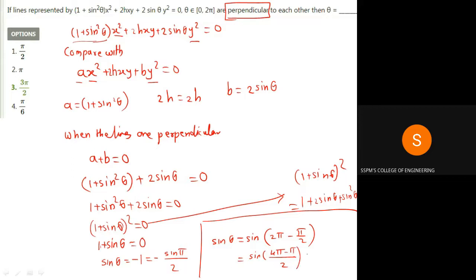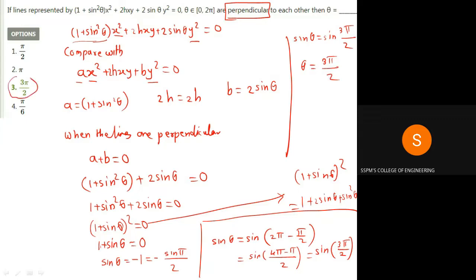That is sine 3 pi by 2. So what will I write here? Sine theta is equal to what? Sine 3 pi by 2. Sine theta is equal to sine 3 pi by 2. So if we cancel sine on both sides, what do we get? Theta is equal to 3 pi by 2. So this was the correct option. Theta is equal to 3 pi by 2.